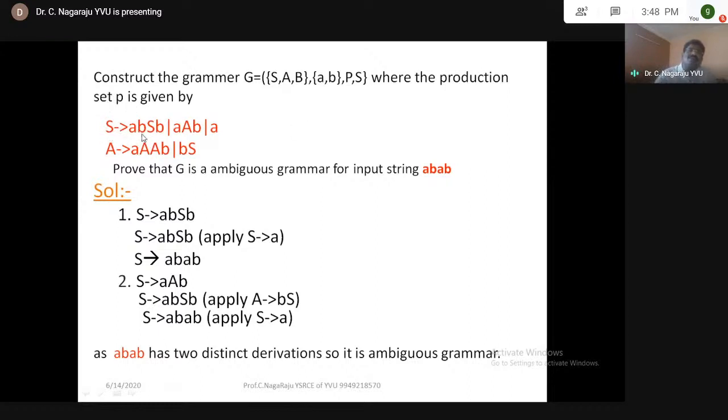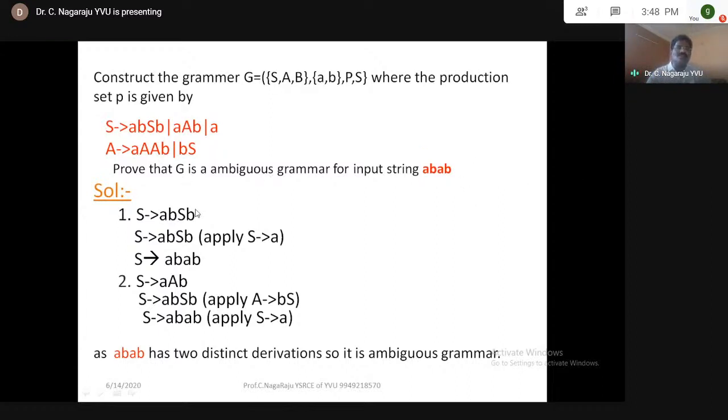S can have the form aB, capital S B, or a capital A B, or a. A can have the form a, capital A, b, or b, capital S. Prove that G is an ambiguous grammar for the given input string abab. Here we are given the input string abab.